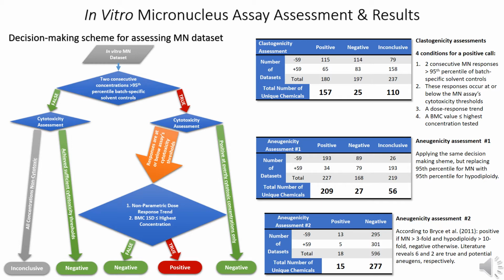In 2011, Bryce et al. proposed an approach to assess hypodiploidy datasets. In their approach, a positive call is based on if micronucleus fold change was greater than 3 and hypodiploidy fold change was greater than 10. We manually examined the 15 positive chemicals based on the Bryce approach and verified that 6 were true aneugens and 2 were potential aneugens based on published results.